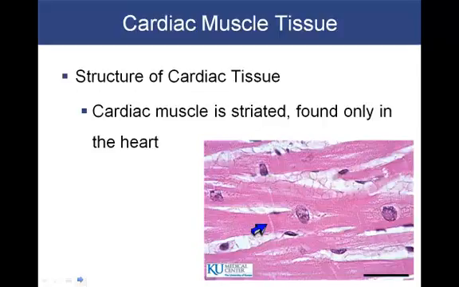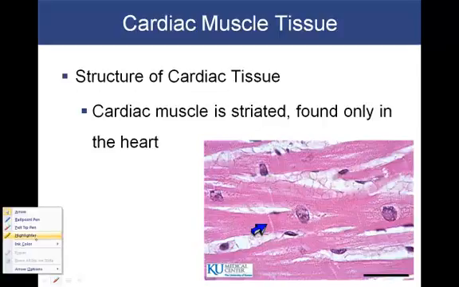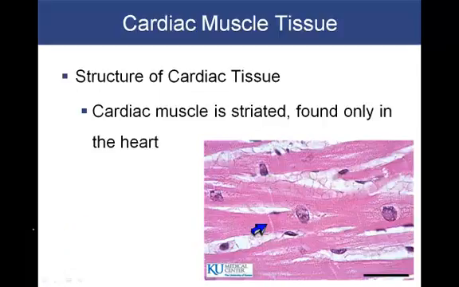Now, this striation should bring something up that we've just covered. What caused the striations in skeletal muscle? You should be thinking about the organization of the sarcomeres and those thin and thick filaments. So we can anticipate, since cardiac tissue is also striated, that we could expect to see some similar type of organization within the cells here.